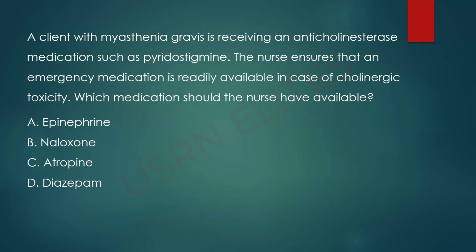If they tell you that after giving the medication the condition improved, then it means what was happening before the medication was given was myasthenic crisis. But if they give the medication and it worsens, it means what was already happening was cholinergic crisis. That's what it means.